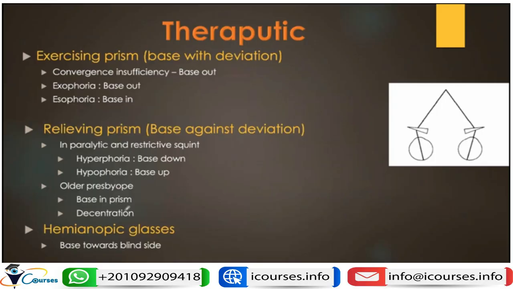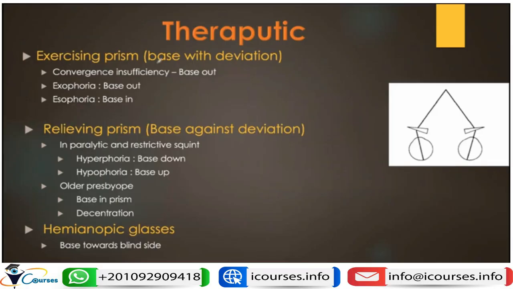Then these are the diagnostic values of the prisms. So we'll now come to the therapeutic values of the prisms. How do we use the prisms for treatment? We use the prisms in different ways in order to treat the squint.